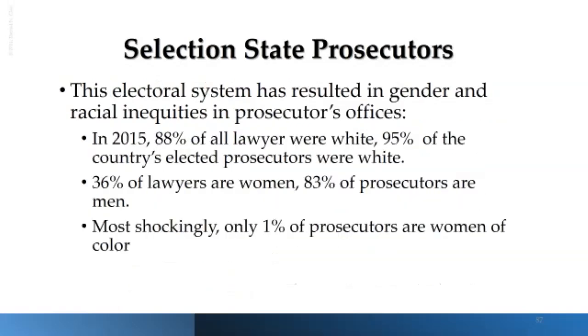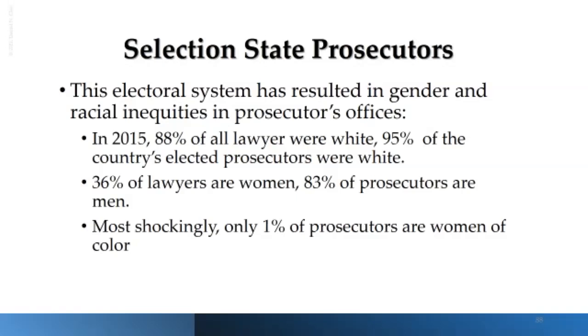There's also, when we think about the selection of prosecutors, especially in the electoral system, a gendered and racial inequality. Right, so in 2015, 88% of lawyers were white. 95% of the country's elected prosecutors were white. 36% of lawyers are women.